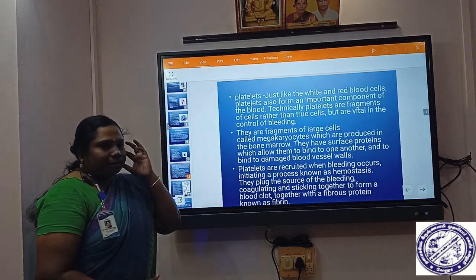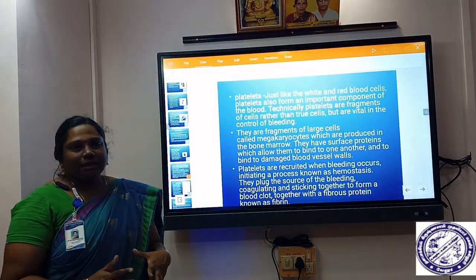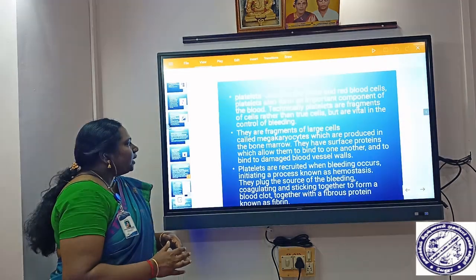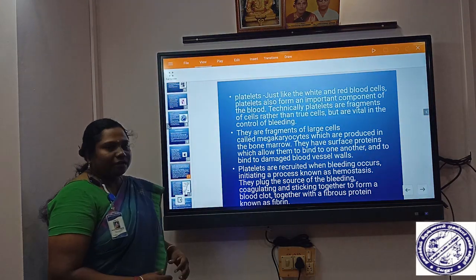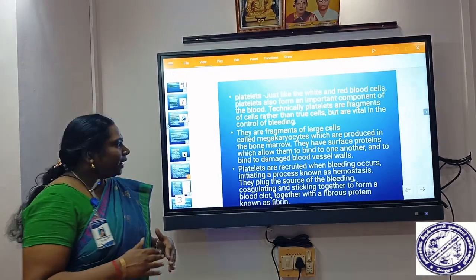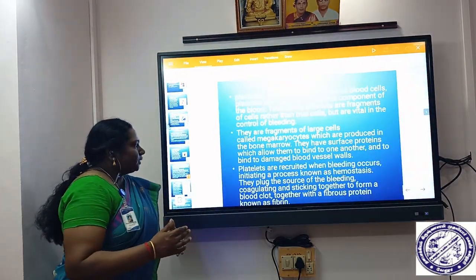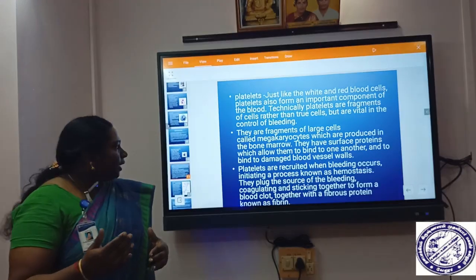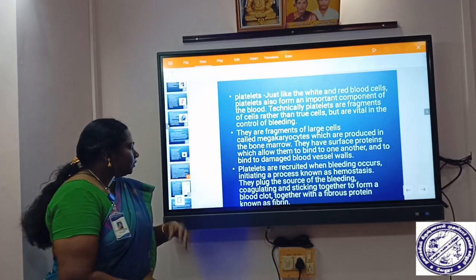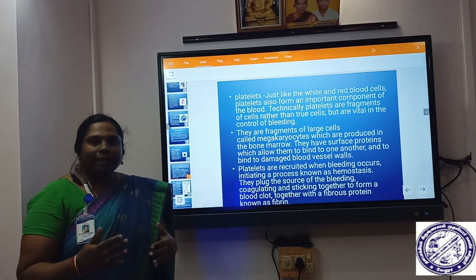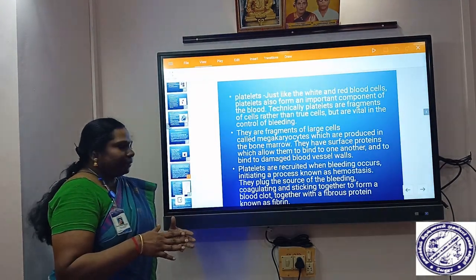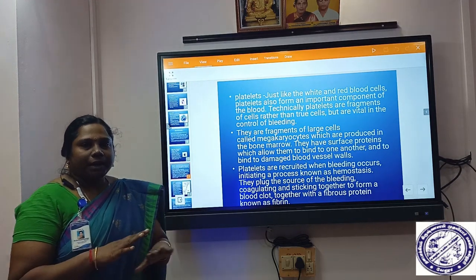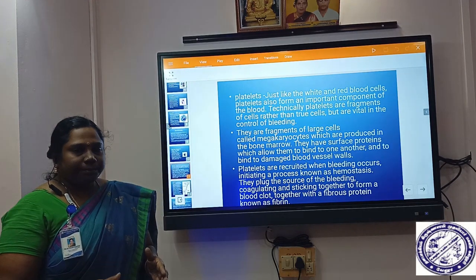Then platelets, they are not true cells. They are fragments of megakaryocytes which are produced in the bone marrow. They have surface protein which help them to bind with another cell and bind with the damaged blood vessel walls. These platelets are recruited to the damaged area where there is bleeding, and a blood clot is formed with the help of fibrin protein.